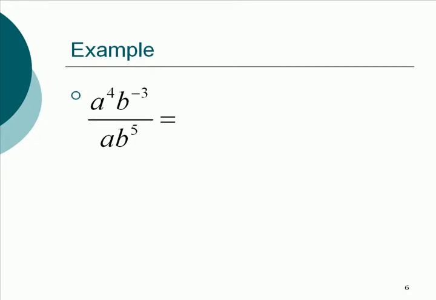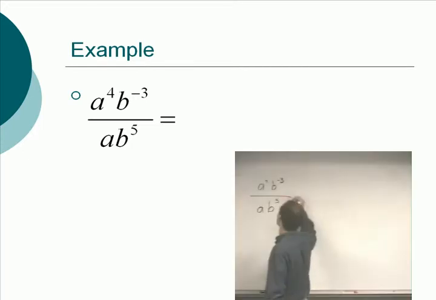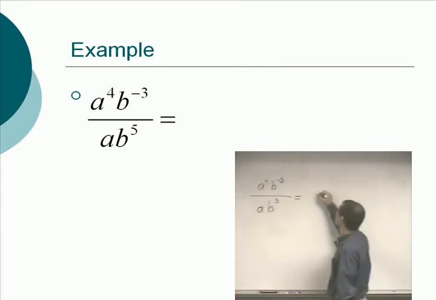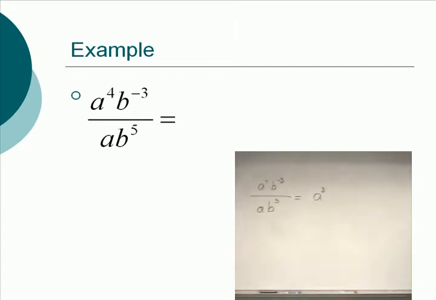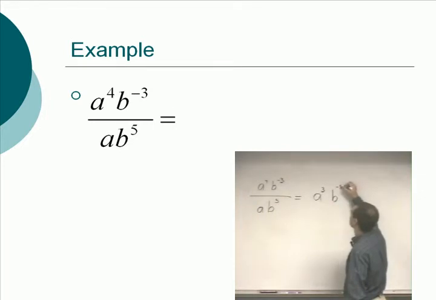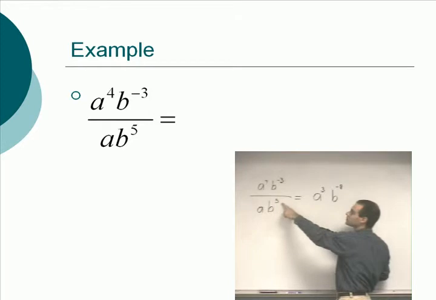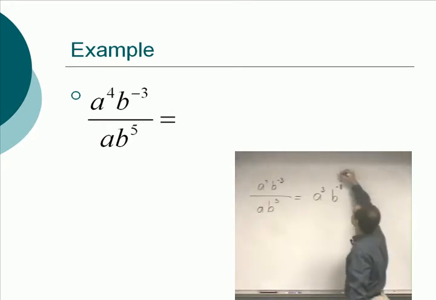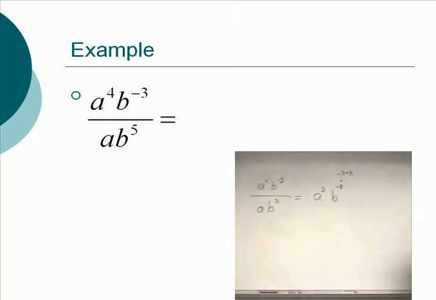Well, here's an example. a to the 4th, b to the negative 3rd, over a b to the 5th. Well, tell me, what's our power on a when all is said and done? a to the 3rd, right? So a to the 4th divided by a is a to the 3rd, and b to the negative 3rd over b to the 5th leaves you with b to the negative 8. That's right. Negative 3 minus 5. So that reduces to a to the third b to the negative eighth. And we could write that another way too, but we'll get to that when we see another rule of exponents.